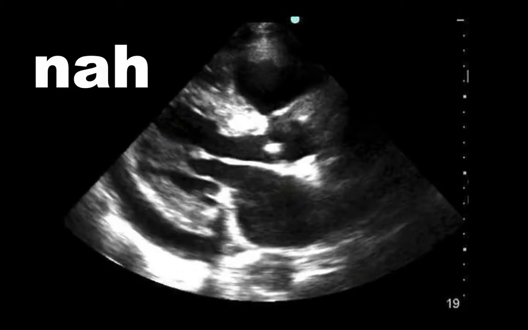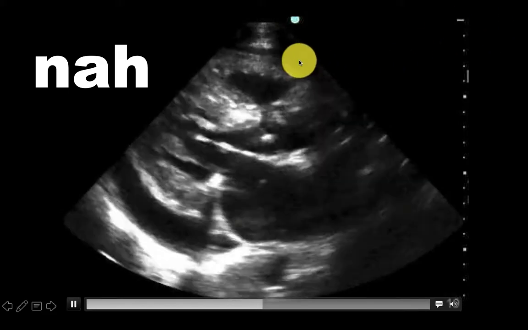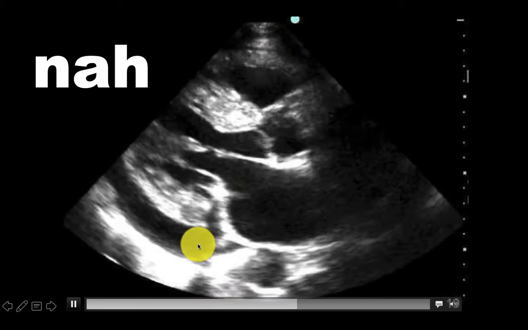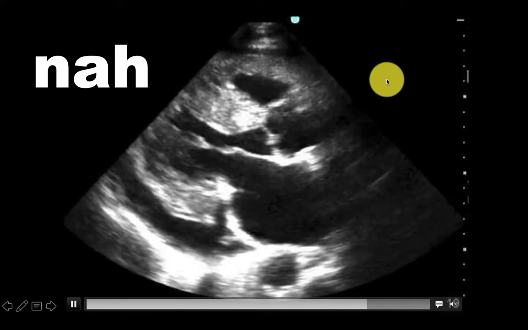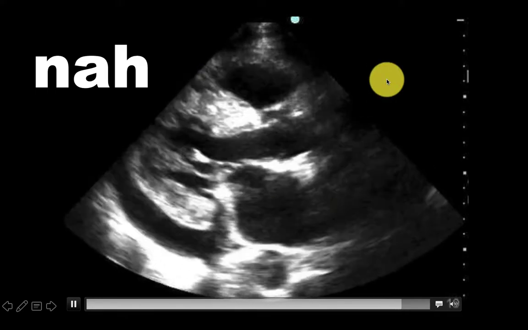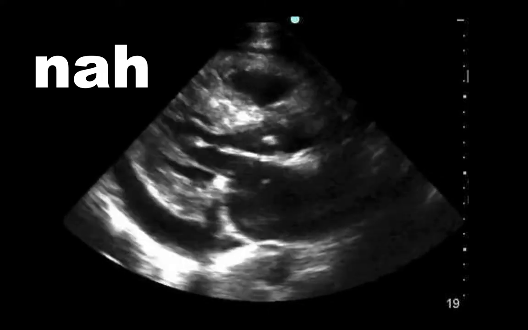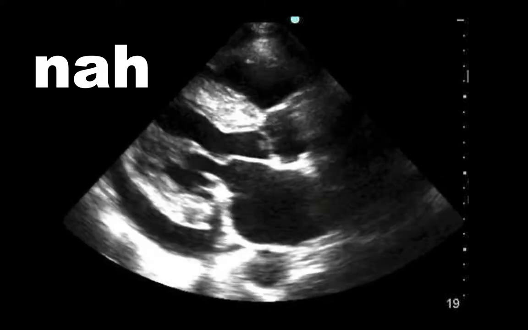No, I don't either. Again, this is a parasternal long view. What we're seeing here is the presence of a pericardial effusion. But again, I'm not seeing the right ventricular wall collapse. I would want to see this in some of the other views as well, just to confirm that there is no evidence of right atrial collapse.